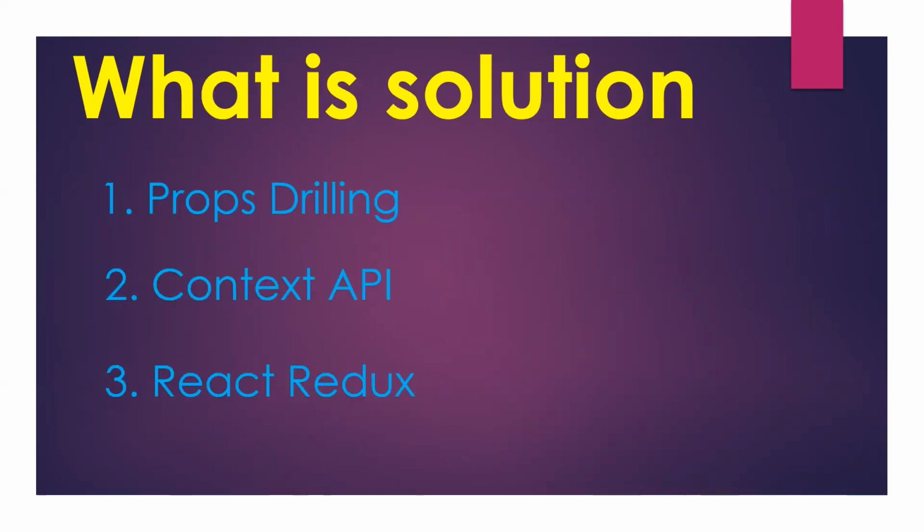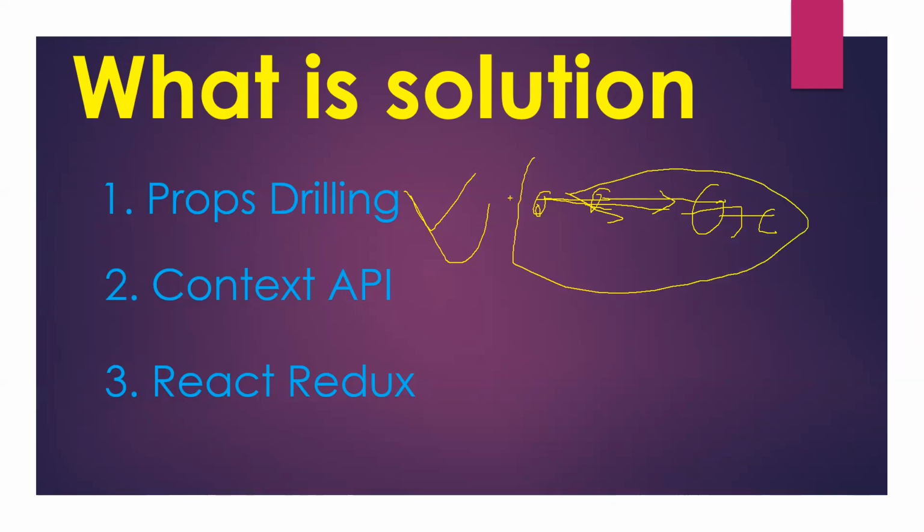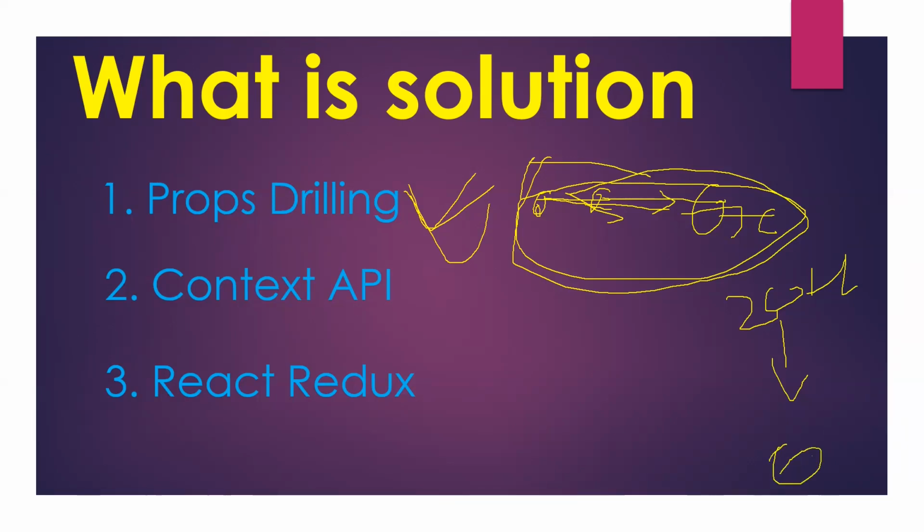So there are three solutions. The first one is props drilling. As I just showed you in the previous slide, the data is passed from child to subchild to subchild through props, and this is called props drilling. This is one of the ways, but of course it is not good, because if the application is very large, for example with a 20th level child, then we unnecessarily have to pass the data through its child components to finally reach the destination component.